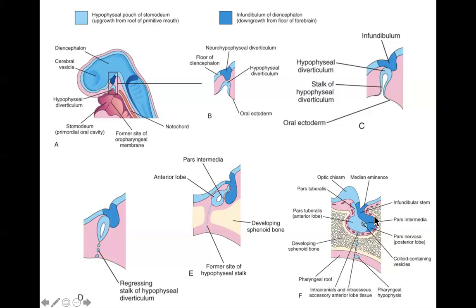It's going to be important to remember that the anterior pituitary is formed from surface ectoderm of the mouth, and the posterior pituitary gland is formed from neuroectoderm cells coming from the floor of the brain. I just want to reemphasize that one more time. Okay?